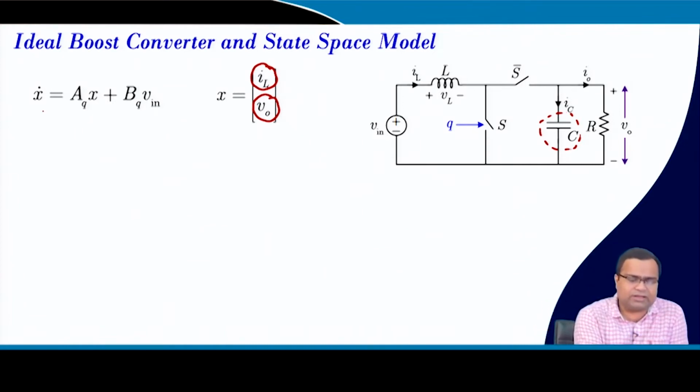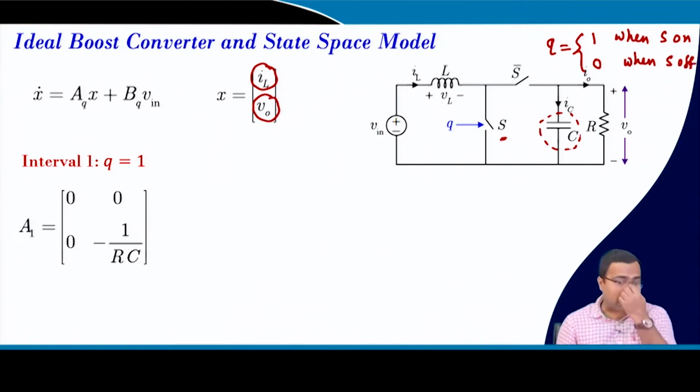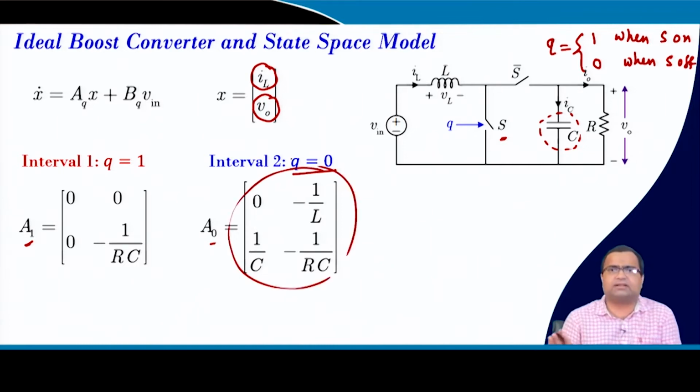Then we can write x dot equal to A_Q x plus B_Q V_in, where Q is the gate signal, and we know that Q equal to 1 when the main switch S is on, and it is 0 when S is off. Now, for Q equal to 1, our A1 matrix will be 0 0 0 minus 1 by RC, and when Q equal to 0, then we will get A0, which is this matrix. This is a standard thing we have already discussed multiple times.